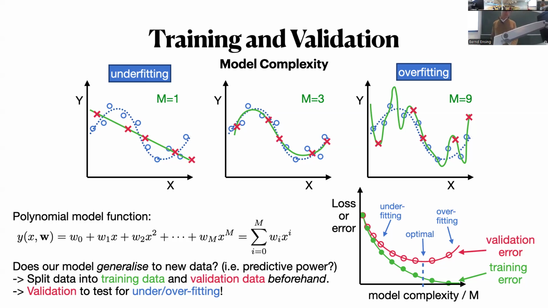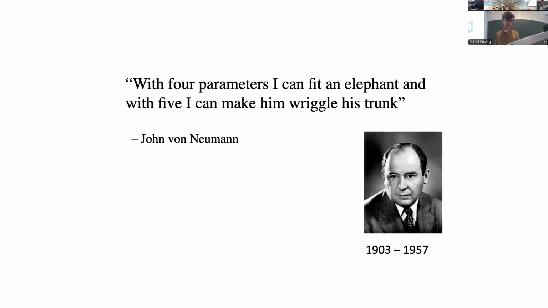This is a very important rule. Split your data and check. And I think that's probably more general than just machine learning. Any time that we fit to training data, this should hold. This is a famous quote from John von Neumann. With 4 parameters, I can fit an elephant, and with 5, I can make him wriggle his trunk.